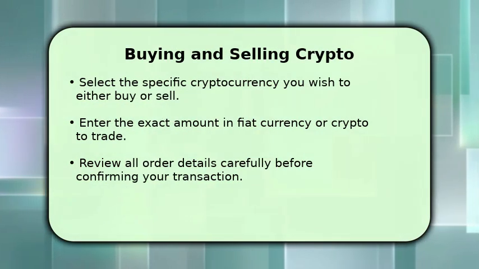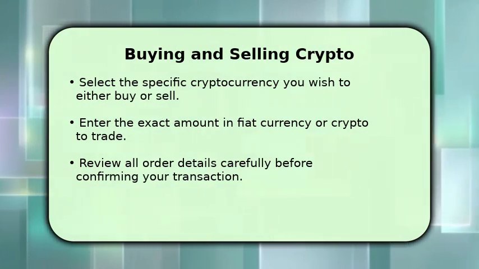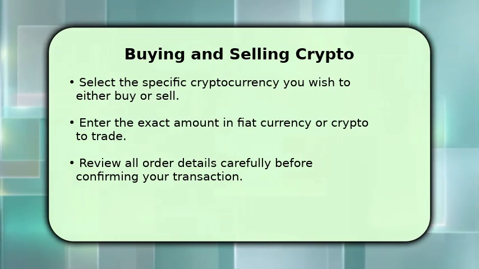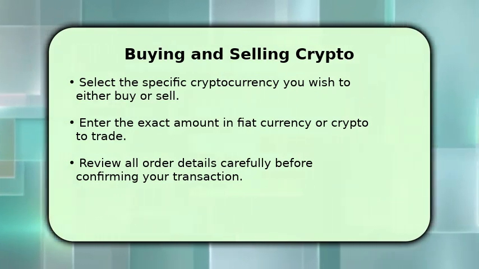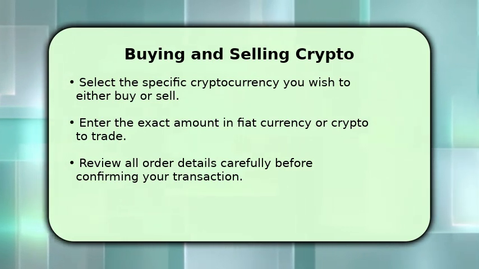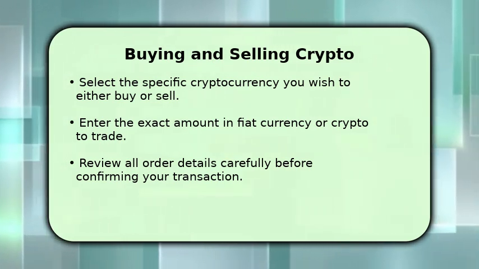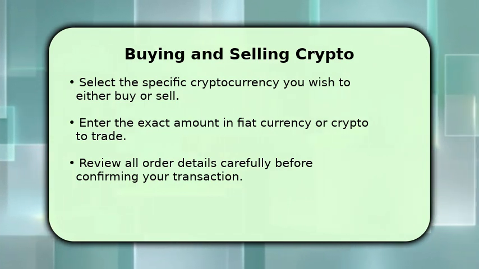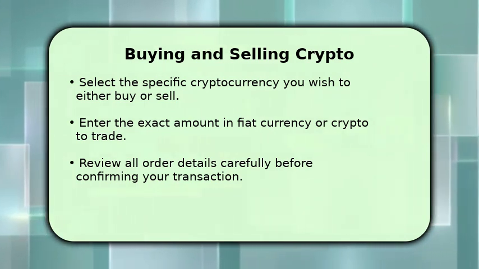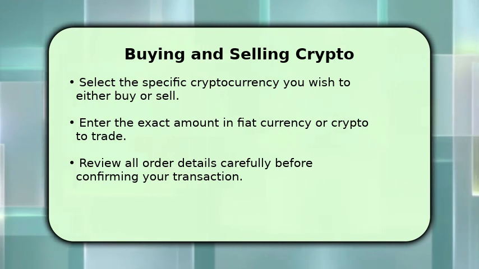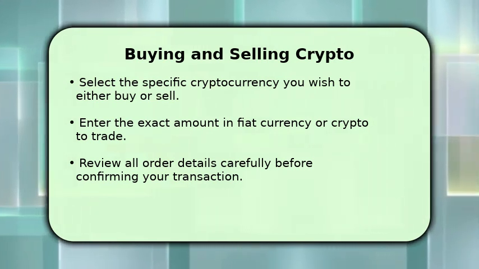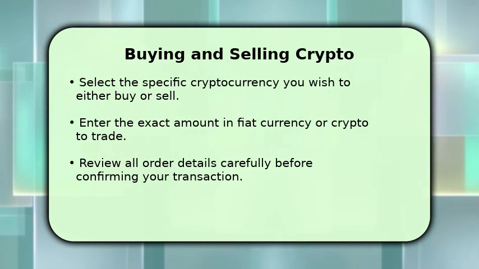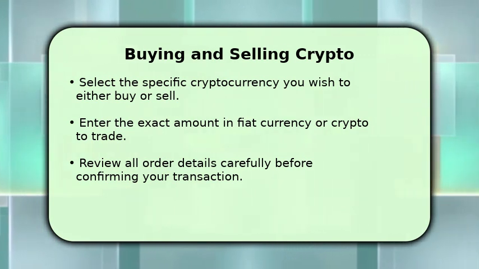With funds in your account, you are ready to buy or sell cryptocurrencies. Tap the Buy or Sell button, then choose the asset you want, like Bitcoin or Ethereum. Enter the amount you wish to trade, for example, $100 worth of Bitcoin. The app will show you a preview of your order, including any fees. Carefully review these details, then confirm your purchase or sale with a simple tap, completing your trade.